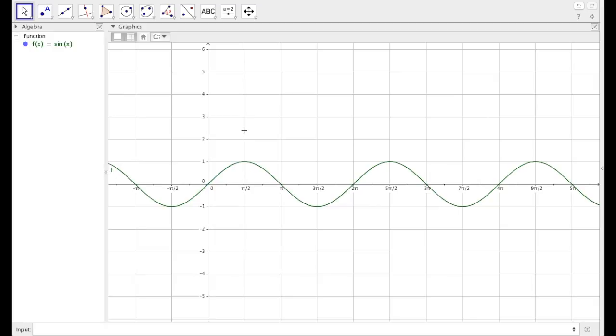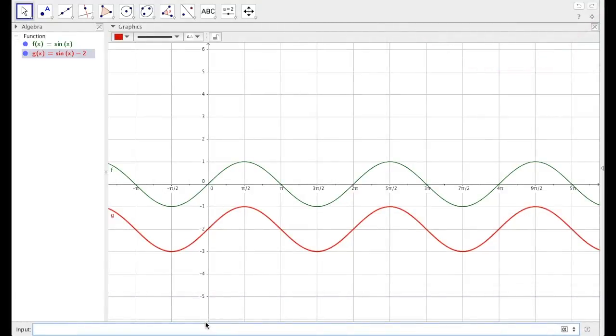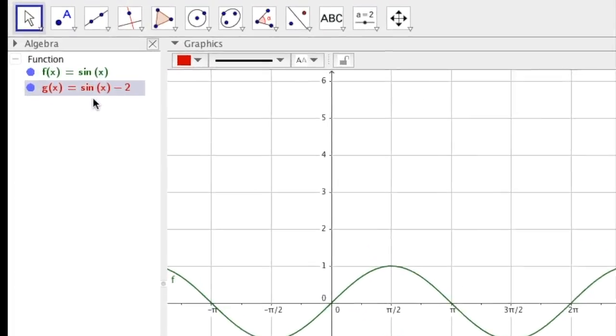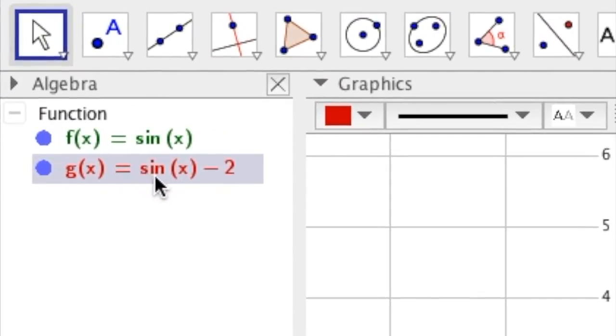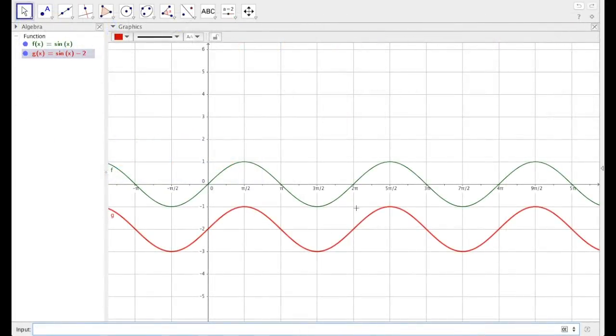Like I said, we're going to be doing graphic transformations. So let's first create another function called g of x. g of x is f of x minus 2. Now notice I'm typing in f of x and then minus 2. When I hit enter, look what happens. Listed over here on the left, it says g of x is sine of x minus 2. So it replaced the f of x that I typed in with sine of x. And we can see visually that this graph has moved down 2 units.